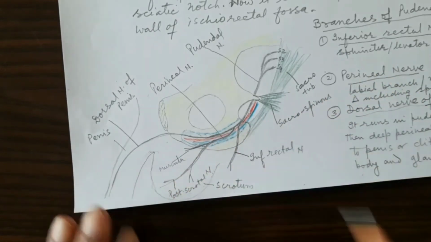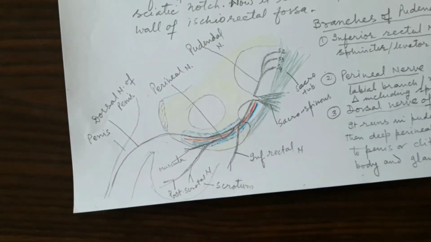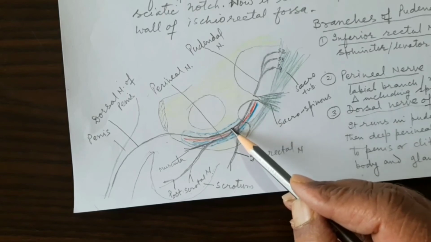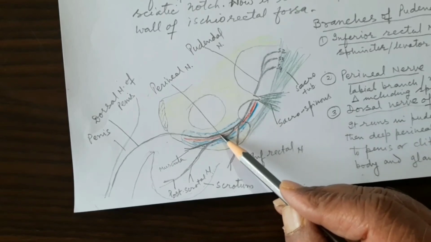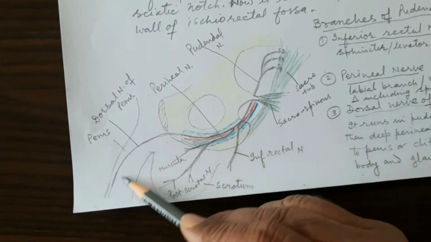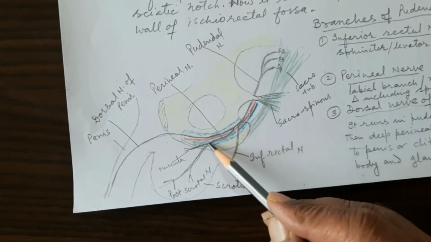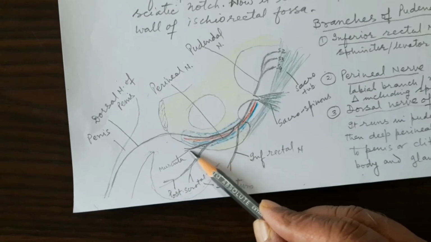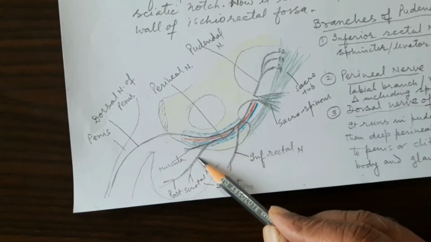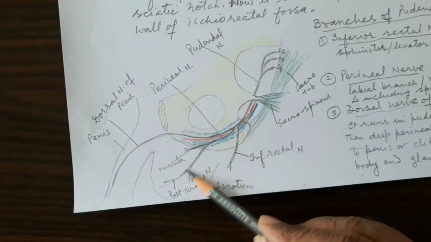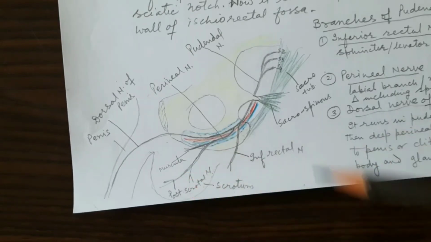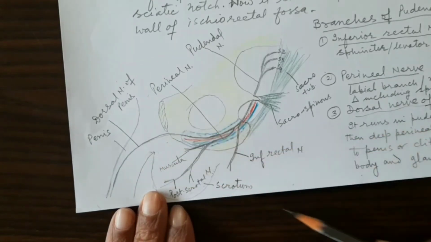So there is one first branch, the inferior rectal, from the internal pudendal nerve, and then the pudendal nerve divides into two branches. One is called the dorsal nerve of penis, and another is called the perineal nerve. And the perineal nerve further divides into a muscular branch and a sensory branch, which is called the posterior scrotal nerve. Let us see the distribution of these branches.